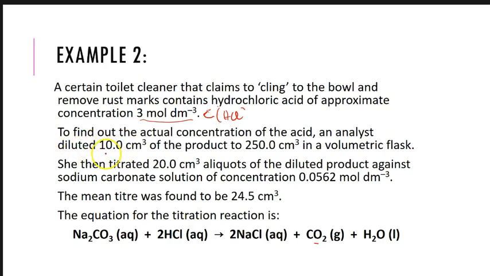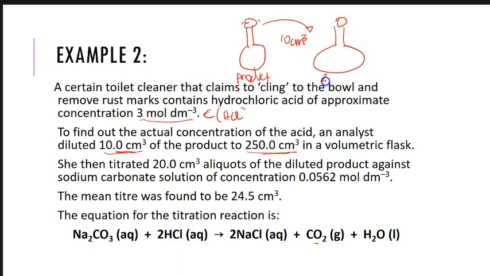The analyst diluted 10 centimeters cubed of the product to 250 centimeters cubed in a volumetric flask. So they've had their product, taken an aliquot of 10 centimeters cubed, and diluted it into a larger flask up to 250 centimeters cubed. Then they took a 20 ml aliquot of this solution, and then titrated this against sodium carbonate.